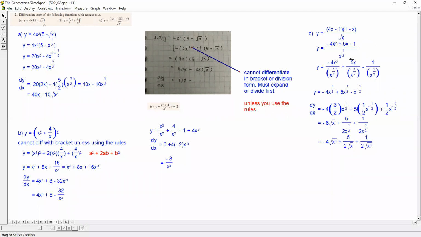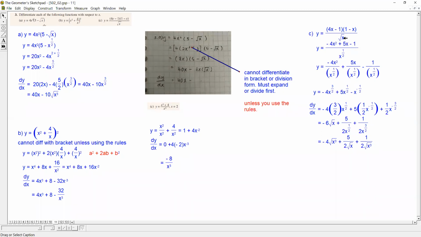Negative 1 times negative x is x. So 4x and x become 5x. Okay, this one I do mentally. All right, then how to get negative 1? Number times number, you get the number here. Negative 1 times 1, negative 1.